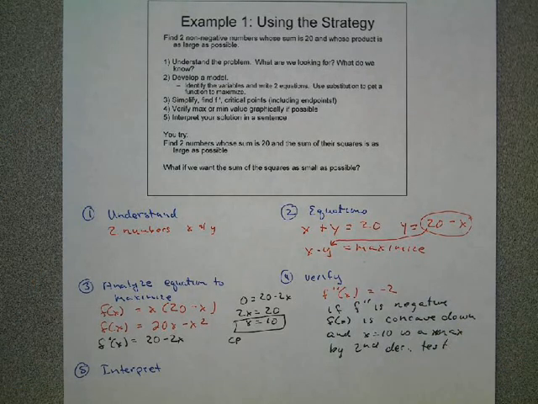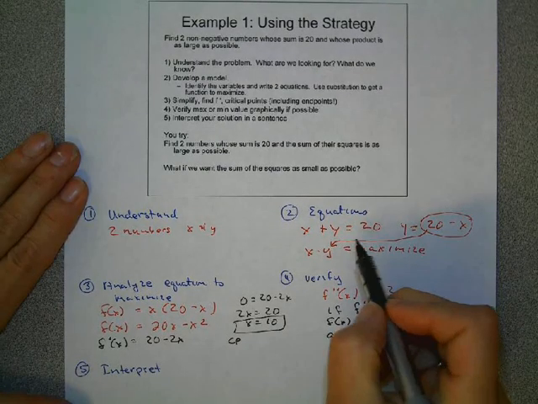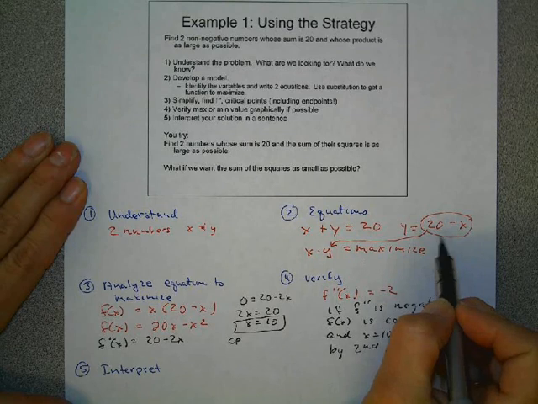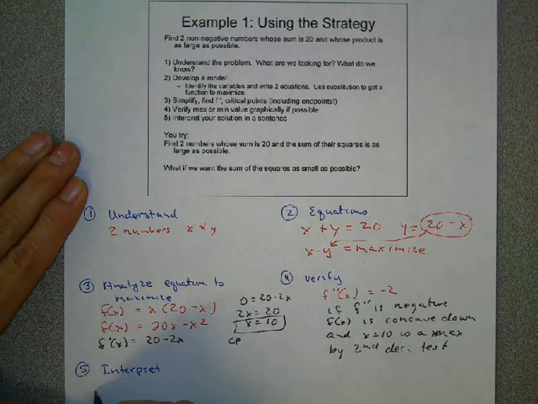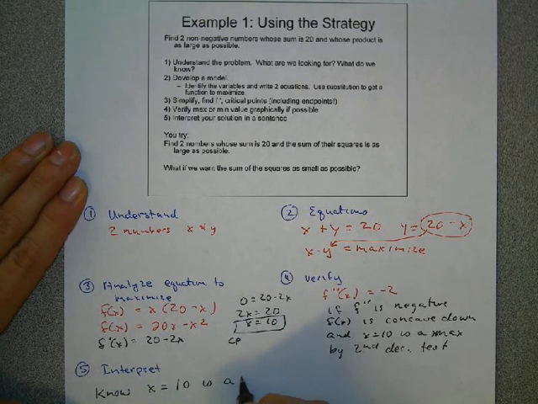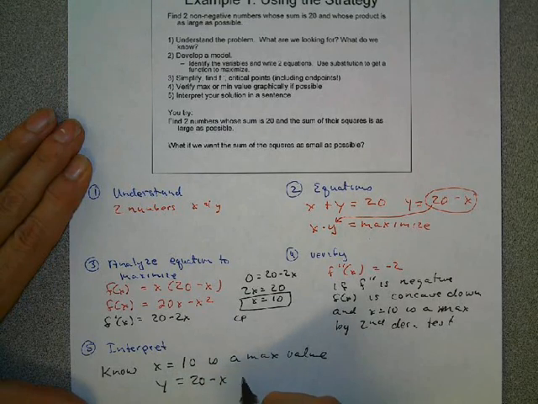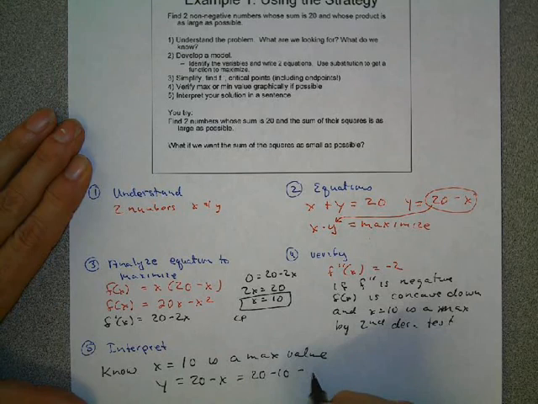Now I need to find two numbers, x and y. Well, I know from up here that x plus y equals 20, so y must equal 20 minus x. So I know x equals 10 is a maximum value, and at that value y equals 20 minus x, so that gives us 20 minus 10, which is also 10.